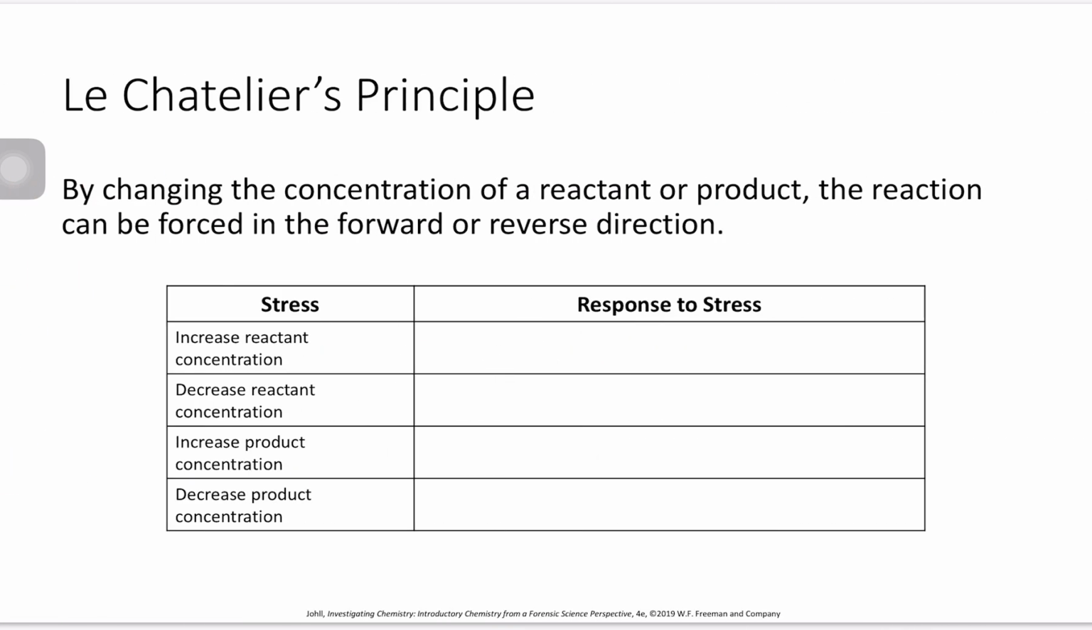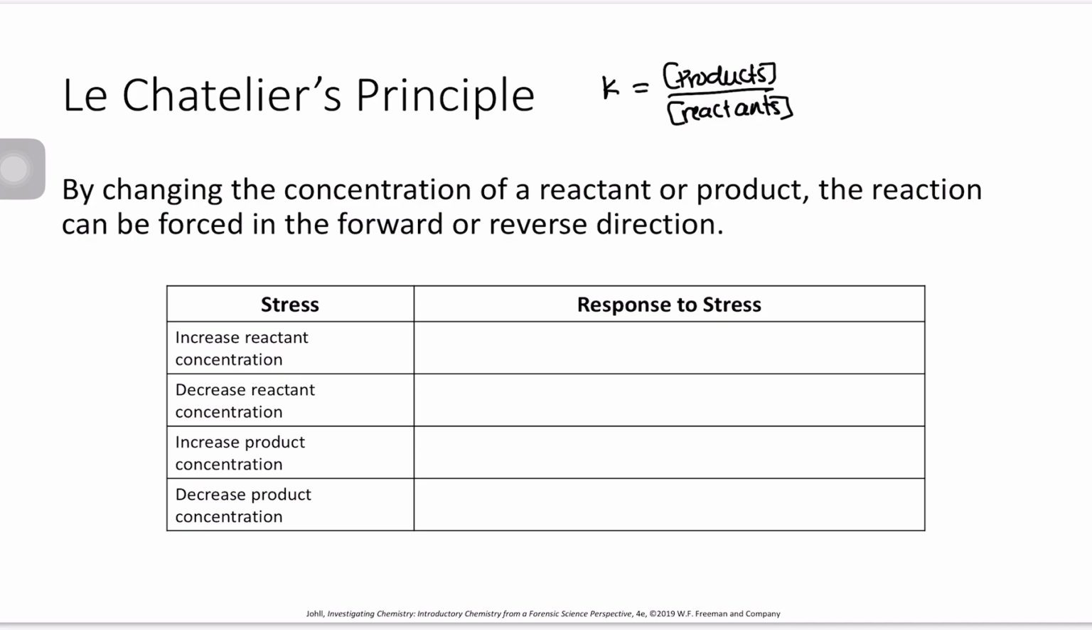So when we change the concentration of a reactant or a product, then the reaction is going to be forced in a direction in order to account for that stress. Remember, K is equal to the concentration of the products over the concentration of the reactants. So it will not change.